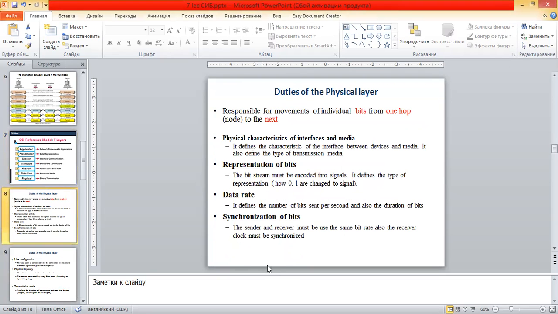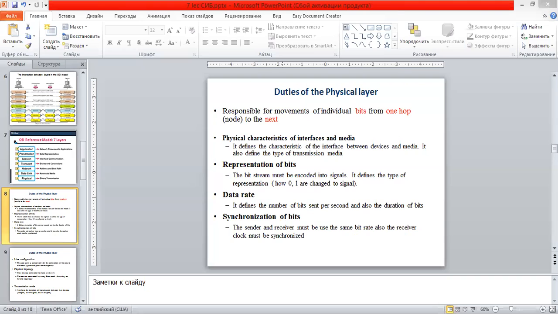So, duties of physical layer, the lowest layer of the OSI model. Provides physical interface for transmission of information. Defines rules by which bits are passed from one system to another on a physical communication medium.